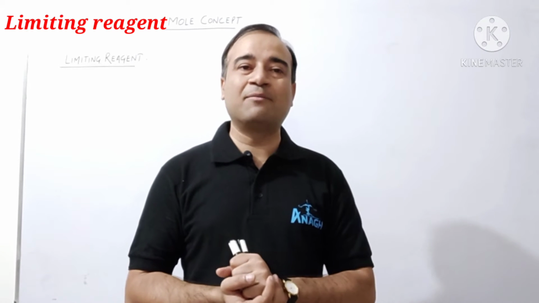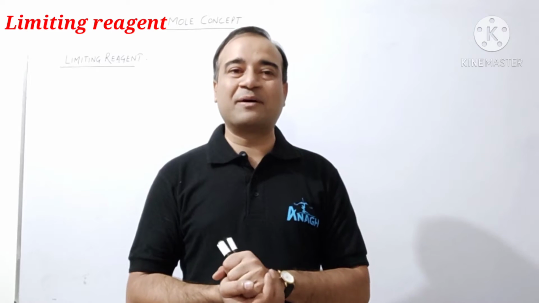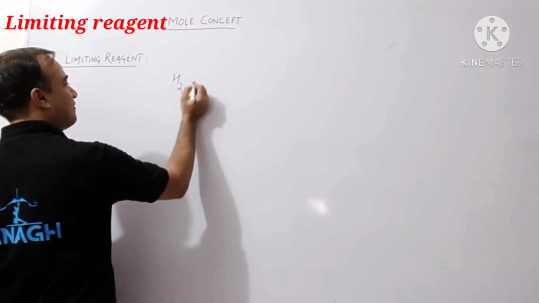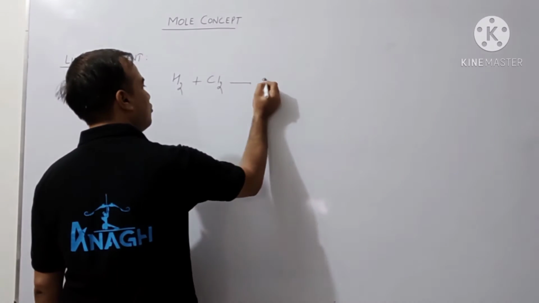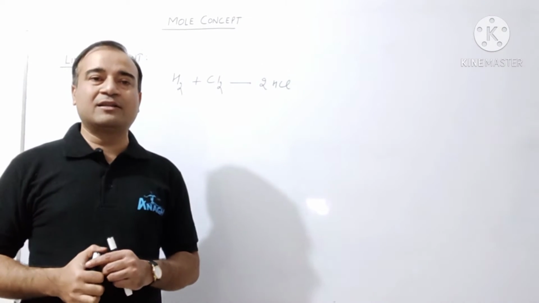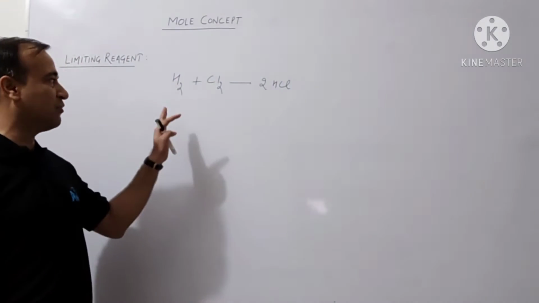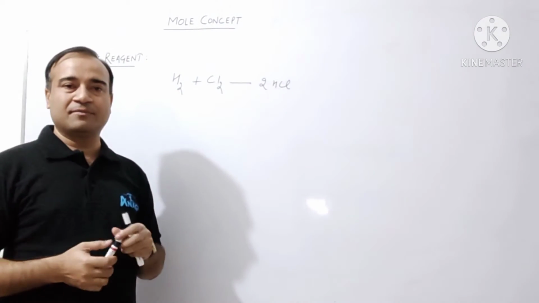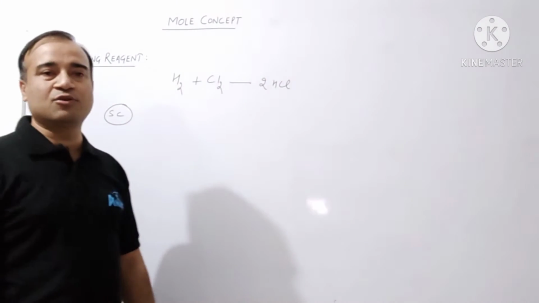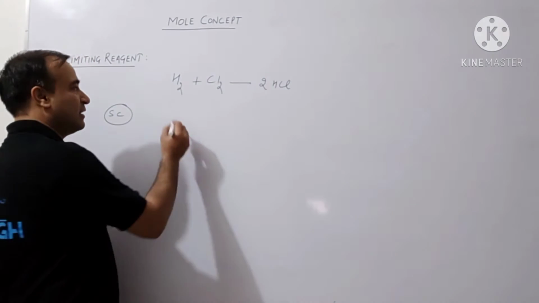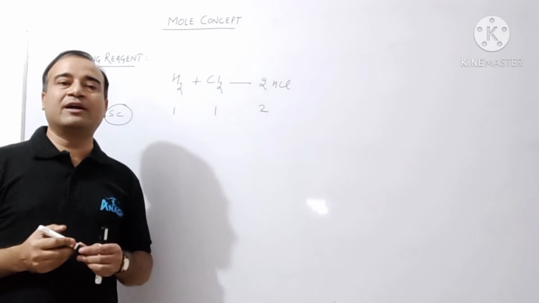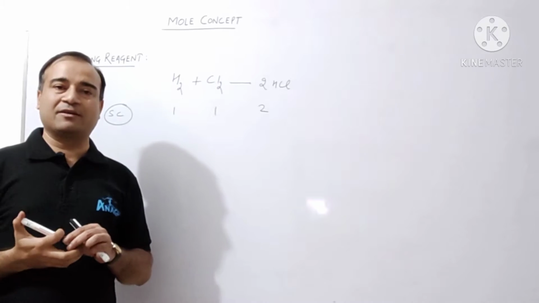In the given example, I am going to discuss how we can determine limiting reagent. For example, suppose I have a chemical reaction H2 plus Cl2 gives 2HCl. As per the general principle of stoichiometry, the reaction should be balanced. So I have balanced the equation: H2 plus Cl2 gives 2HCl. If I look at the stoichiometric coefficients of reactants and products, they are 1, 1, 2. These are the stoichiometric coefficients of hydrogen, chlorine and HCl respectively.